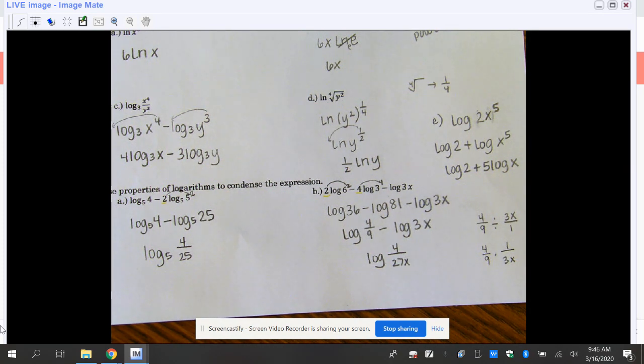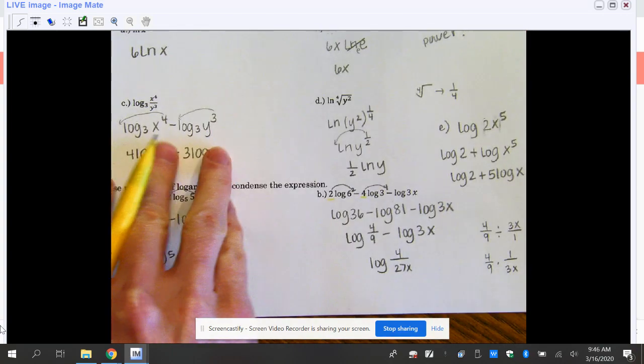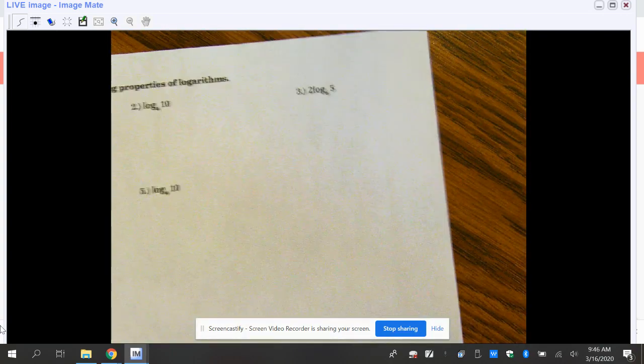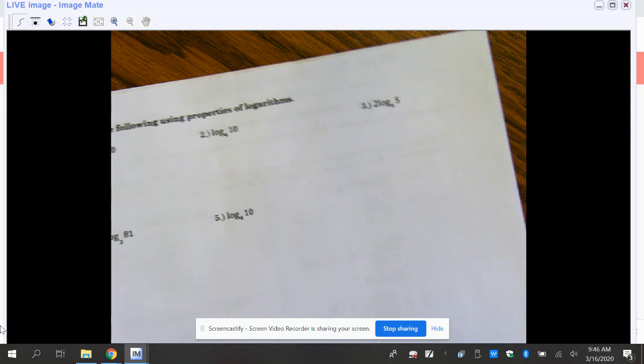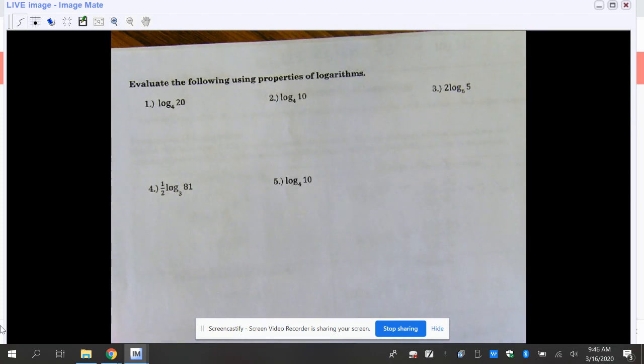All right, so now on the back, we're just going to practice typing in change of base and using the power property on some of these.